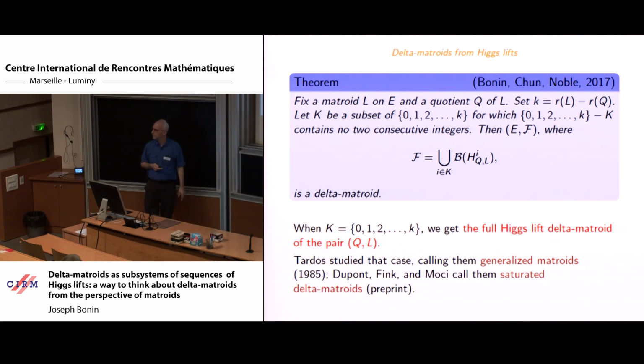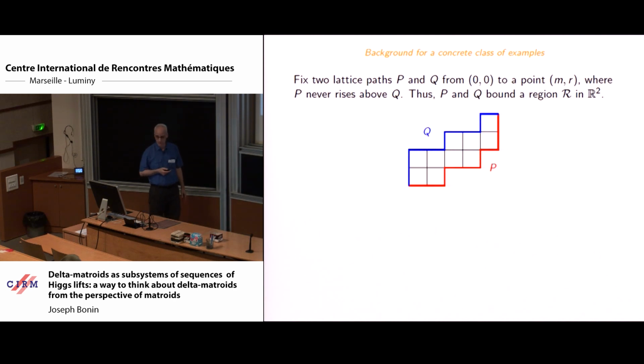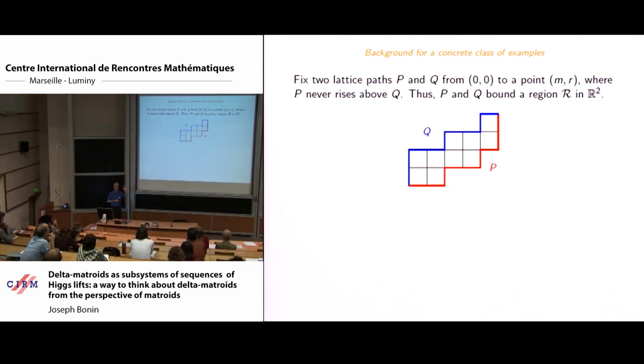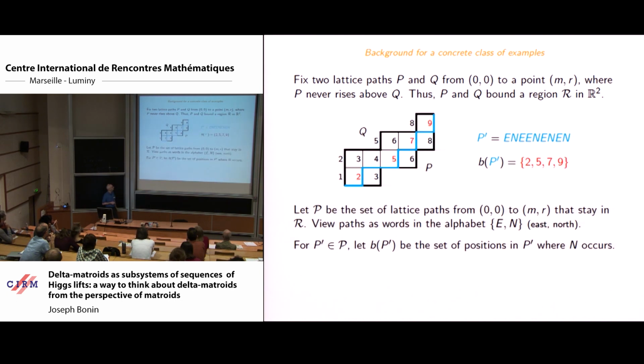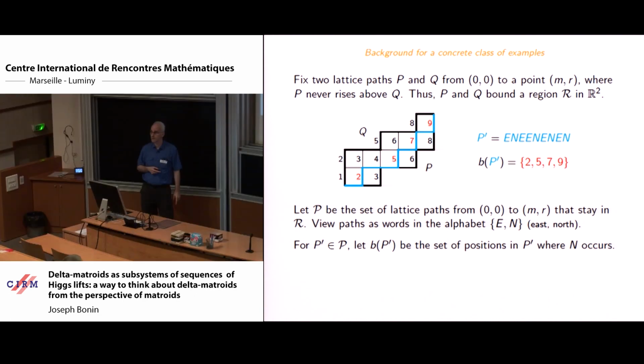The next thing I want to do is give you a very concrete example of this construction to help fix it in your mind. And it's going to be generalizing lattice path matroids to delta-matroids. So let me just quickly review lattice path matroids. For lattice path matroids, you have 2 bounding lattice paths, P and Q, both going from 0, 0 to your favorite point, (m, r) in the plane, with P never rising above Q so that they bound a region. Okay? And then you consider all paths from 0, 0 to that favorite point that stay inside of that region.